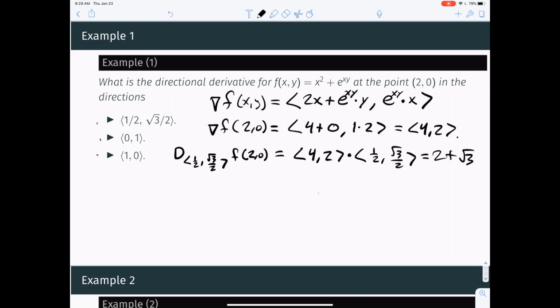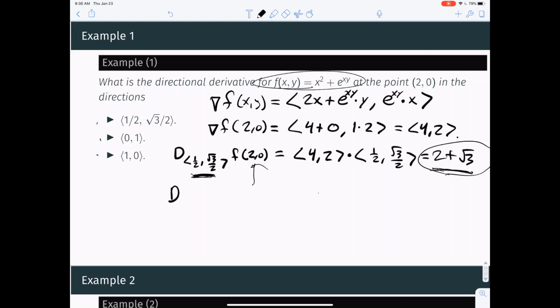Okay, so things to notice. This should be a unit vector. The length should be 1, which it is. You have to have the gradient at a particular point, and you get a number. This 2 plus root 3, that is a slope. It is a slope in this direction for this function at that point. All right? So graph the function, pick a point, look in a direction, find the slope. That's what that number is.